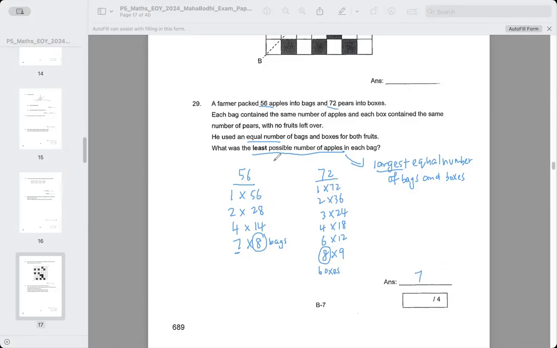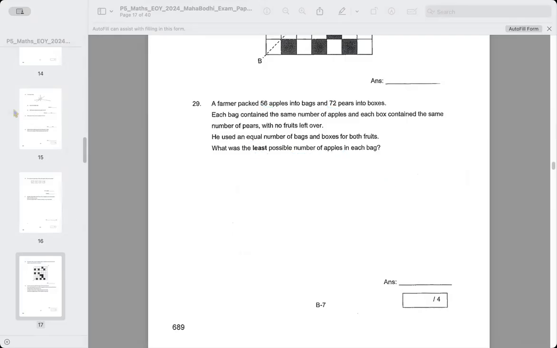I repeat, in order to have the least possible number of apples in one bag, your number of bags and boxes have to be the largest. So your common factor, 8 and 8, represents 8 bags and 8 boxes, meaning one bag has 7 apples. So that's for question 29. With this, let's move on to the last question of paper 1.